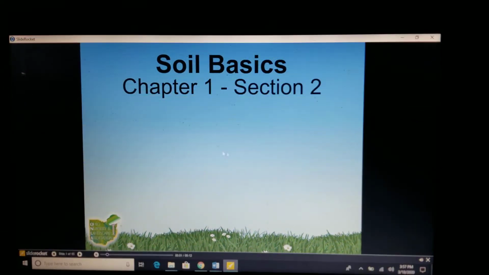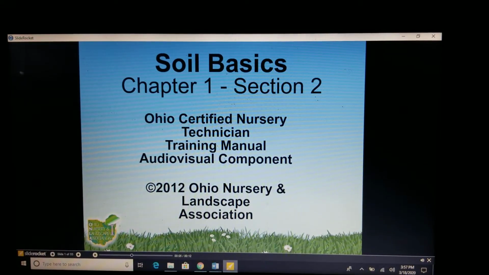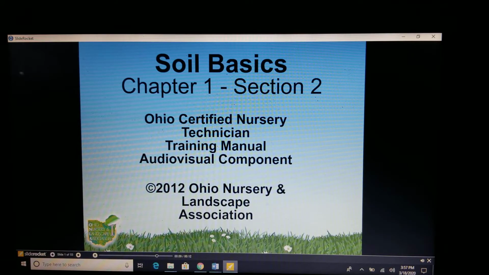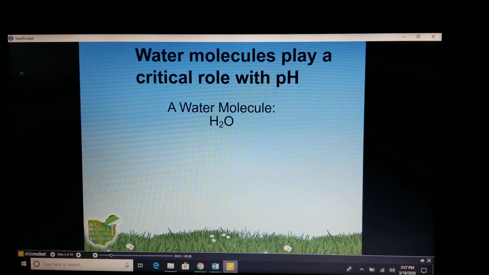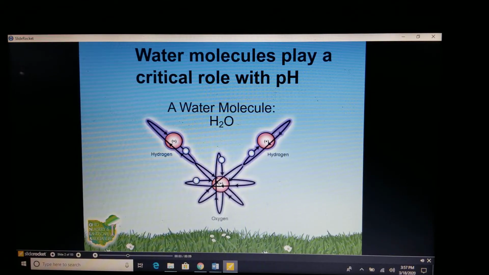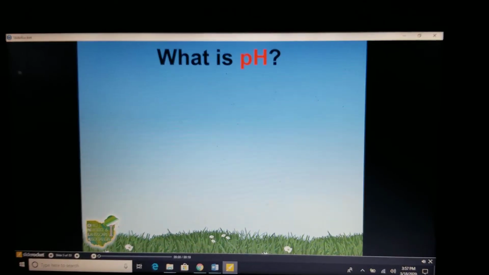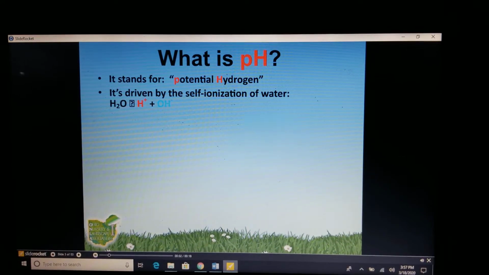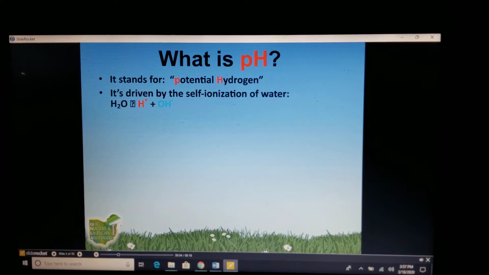Welcome to Chapter 1, Section 2 of the Ohio Certified Nursery Technician Training Manual, developed by the Ohio Nursery and Landscape Association. In this chapter, we will learn about soil basics. To understand pH values, we will need to dive back into chemistry and take a second look at water. The water molecule plays a critical role in soil pH. pH stands for potential hydrogen, and it is driven by the self-ionization of water.